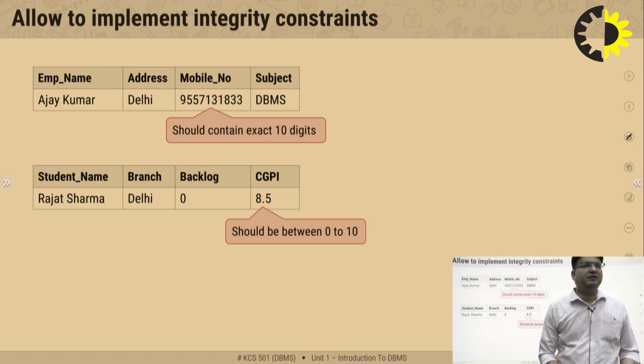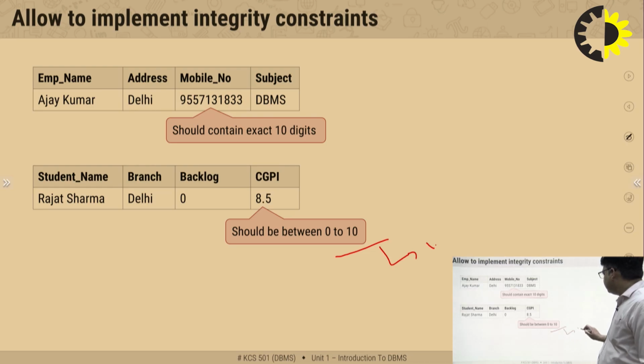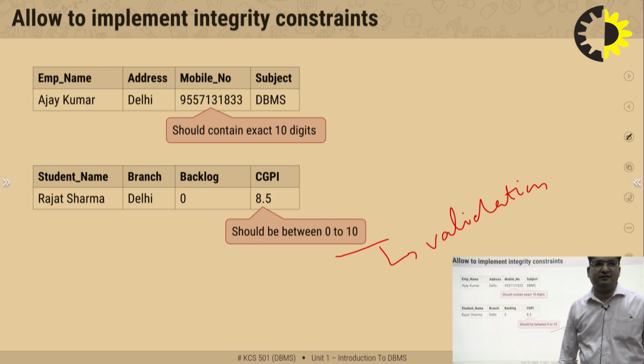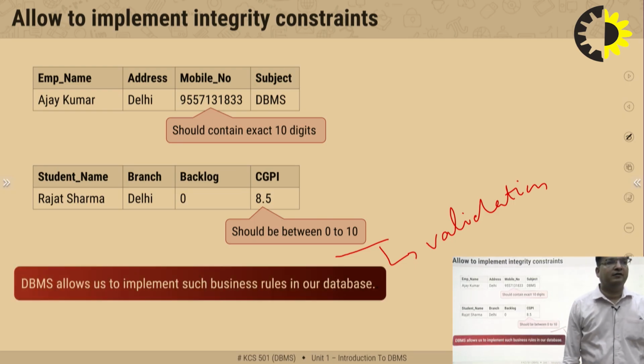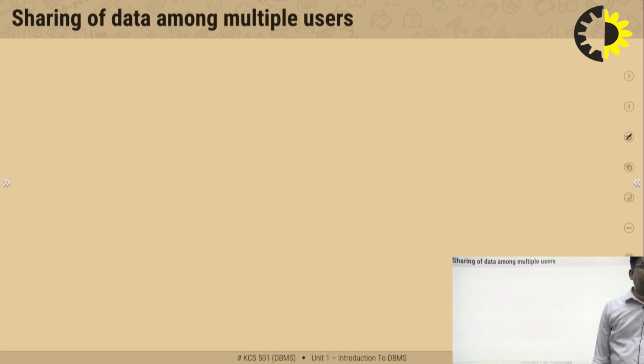So whatever is allowed is that the value should be between 0 and 10. So this is a validation, that the value lies in this range. To enforce that, we have to implement the constraints. Those constraints need to be implemented. So DBMS allows us to implement such business rules in our database.